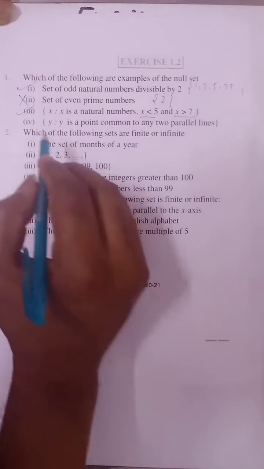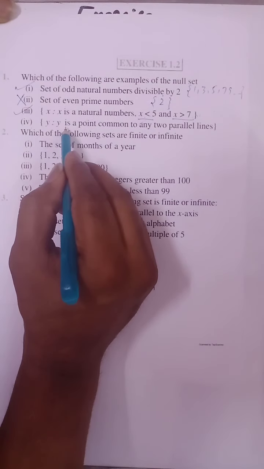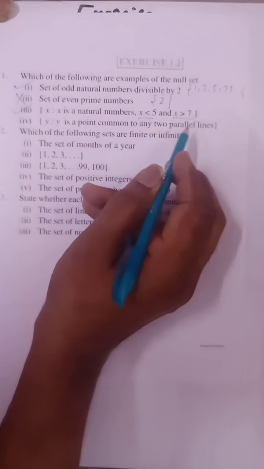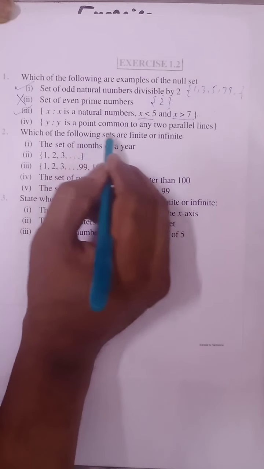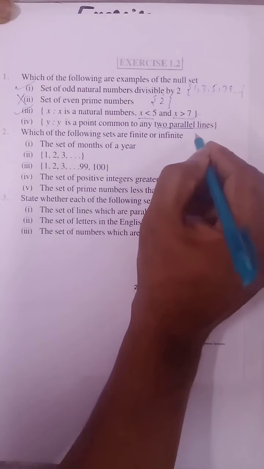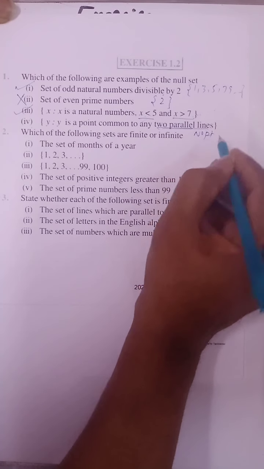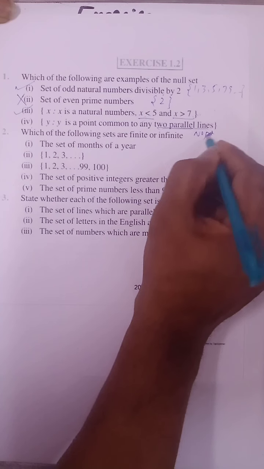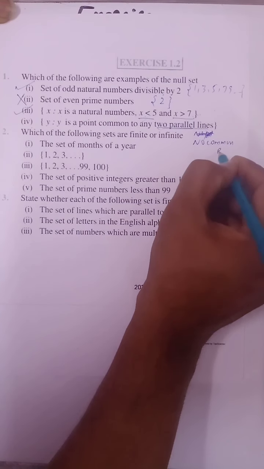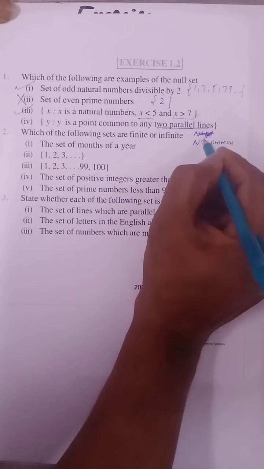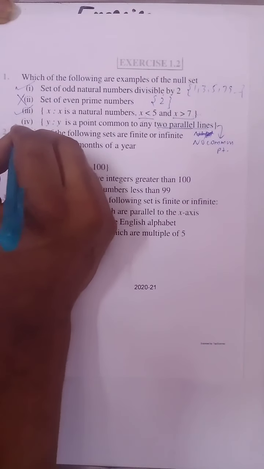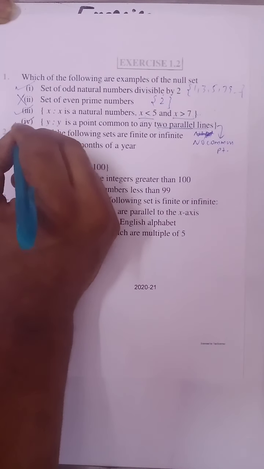Similarly, the fourth part: y is a point common to any two parallel lines. As you know, in case of parallel lines, no point is common. There is no common point. So yes, this is an example of null set.